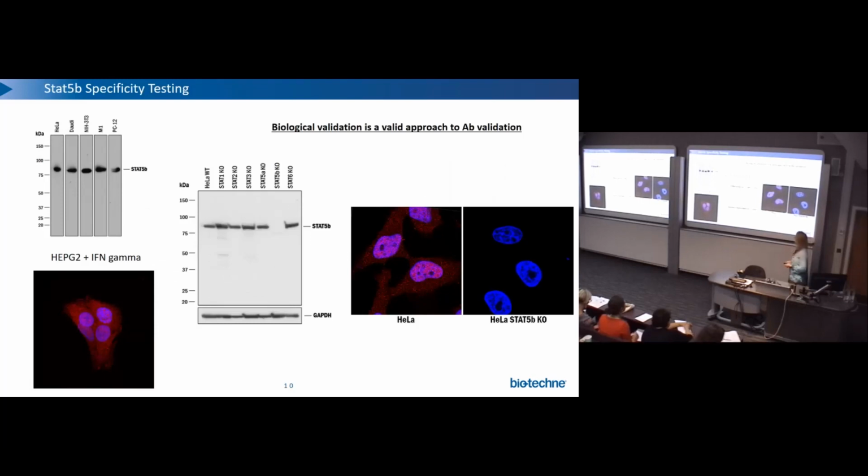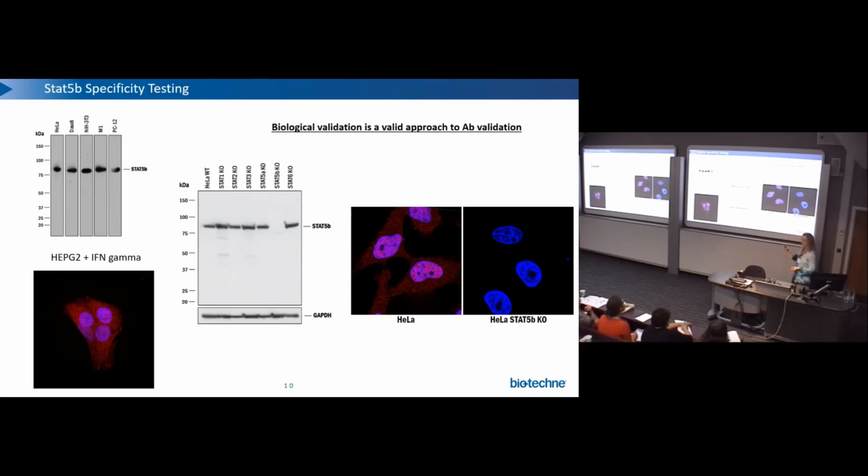So this is one of the examples. The initial data we had on this antibody is shown on the left. When we developed this, we initially used a biological model for validation. We used multiple cell lines that have been described to express STAT5B in high amounts, and we were able to reproduce that compared to the RNA data. On the lower left, we also induced a cell for ICC with interferon gamma, and you see the really nice signal resulting from the STAT5B.